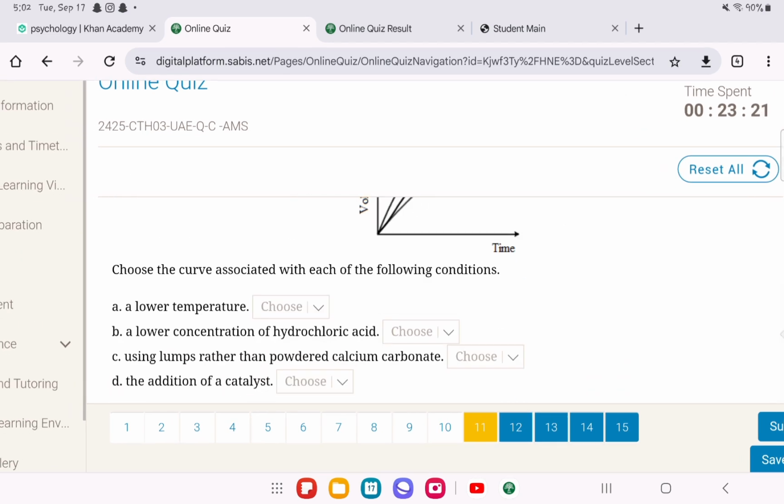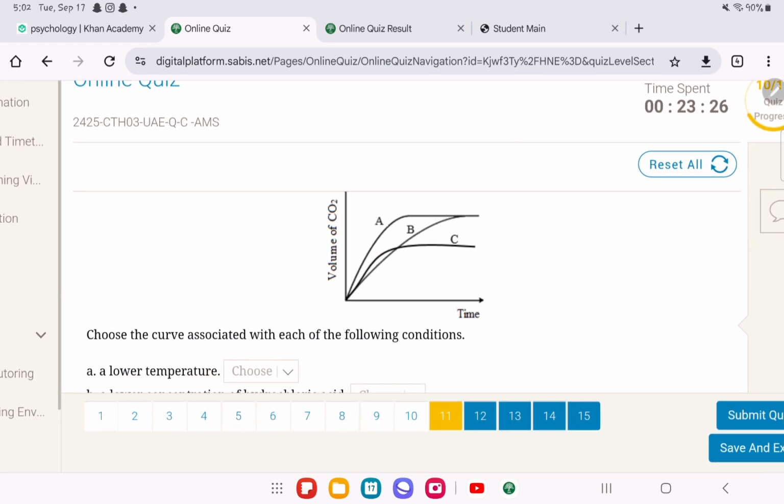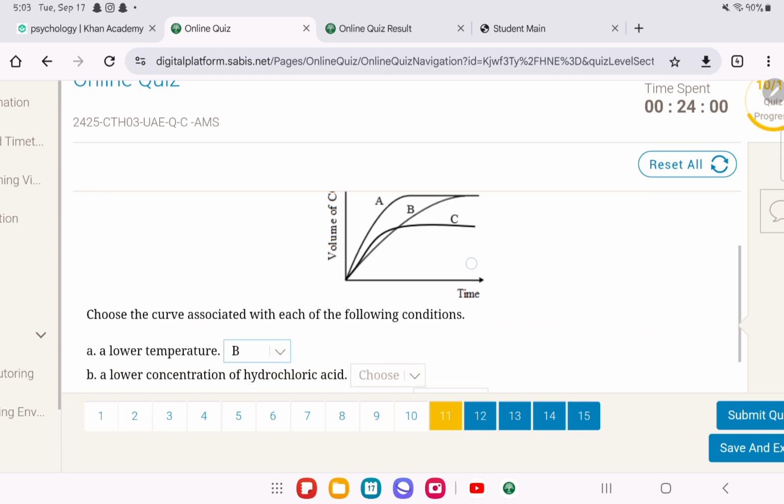Let's just explain this and it will be clear. If we're lowering the temperature, it's not gonna affect the plateau. This is the plateau. It's in fact gonna affect the slope. So the slope, I'm gonna color it in blue. This is our slope. Now, the lower temperature will affect only our slope and not our plateau, which is in red. So that means this will decrease. So at a lower temperature, B is our curve.